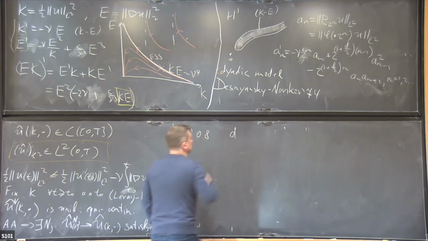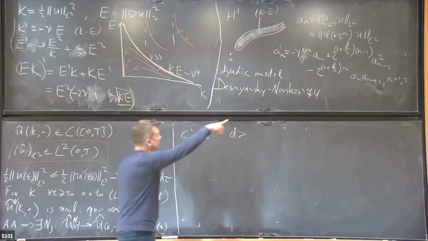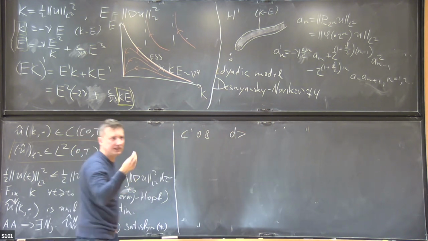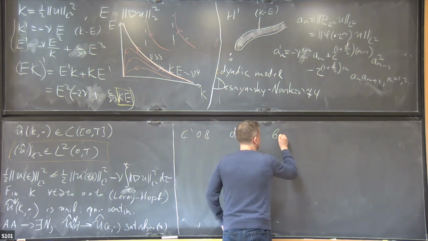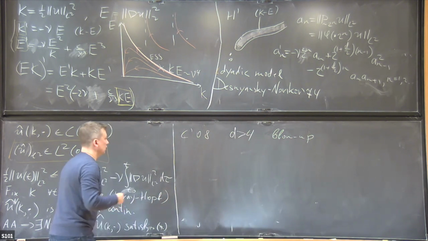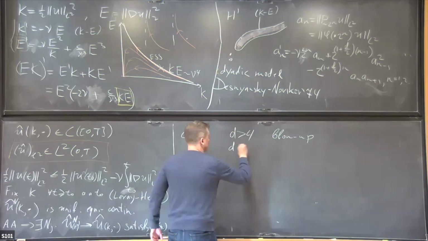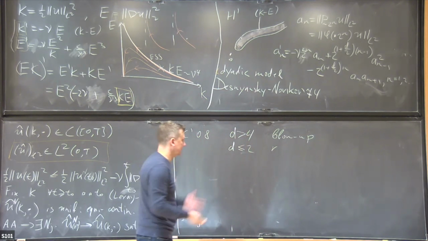When the dimension d is strictly larger than 4, by the way, for the model, d does not have to be a natural number, it can be a real number. So when it's strictly larger than 4, I'll blow up. Well, when it's less than or equal to 2, regularity follows just using energy methods.